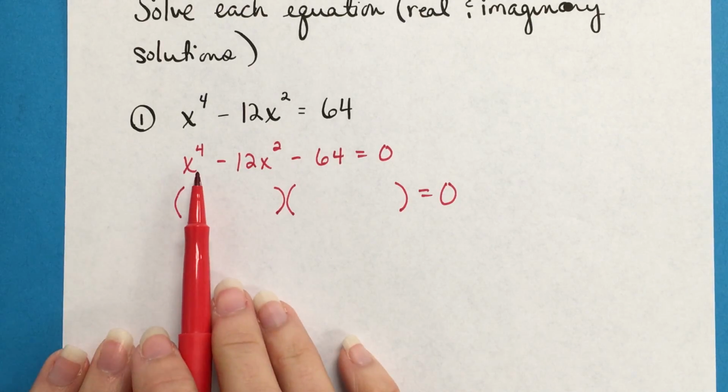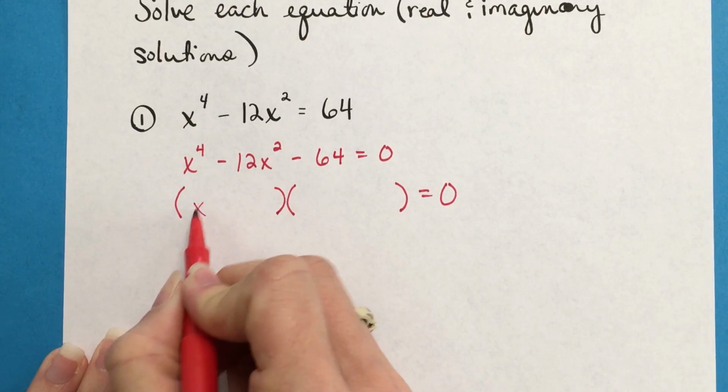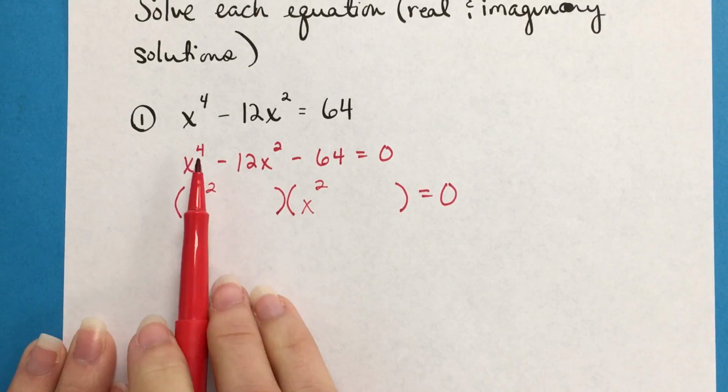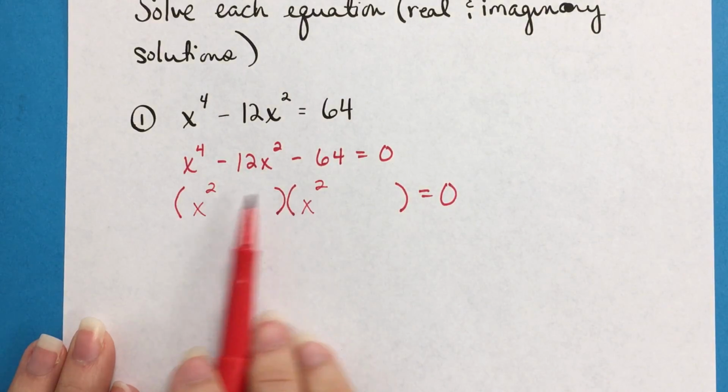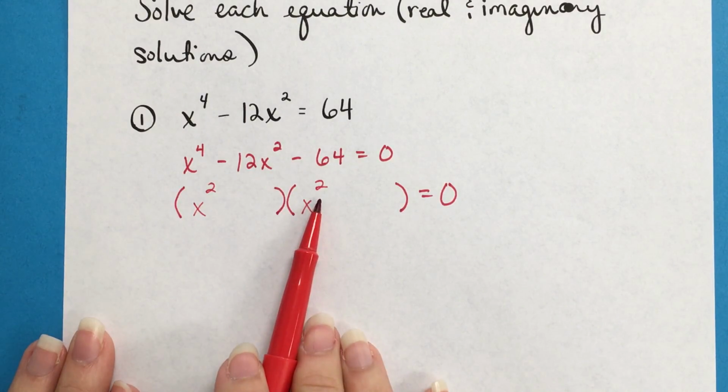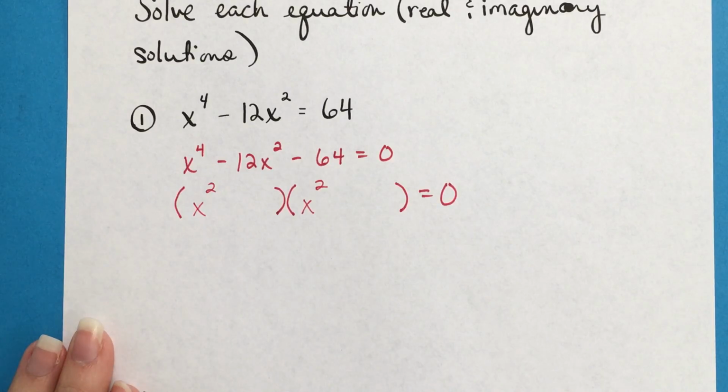Okay, so since you have x to the fourth, that's going to have to be x squared times x squared. This is always going to be even, and you're going to want to split it up equally, so don't do like a third power and a first power. Do a second and a second. Split it up evenly. Okay, now let's talk about the factors of 64.